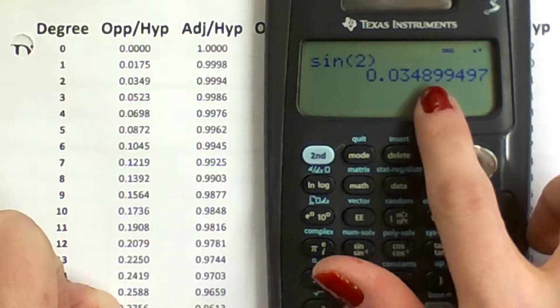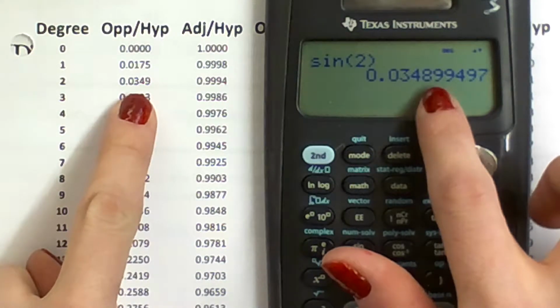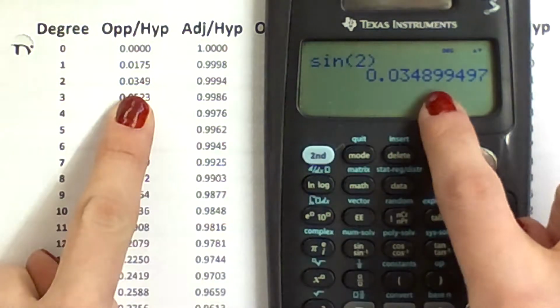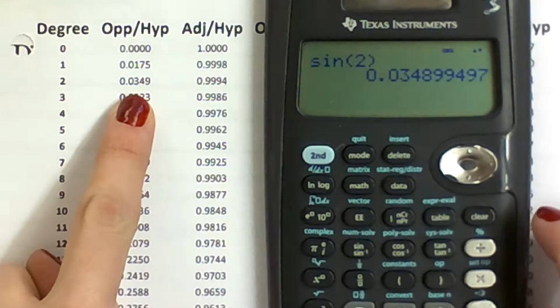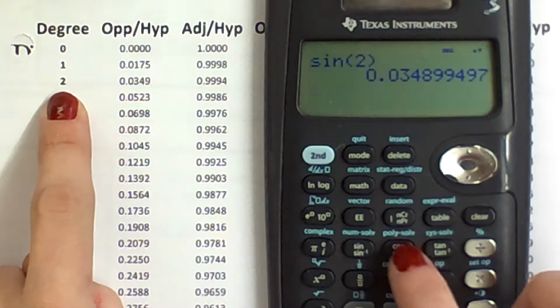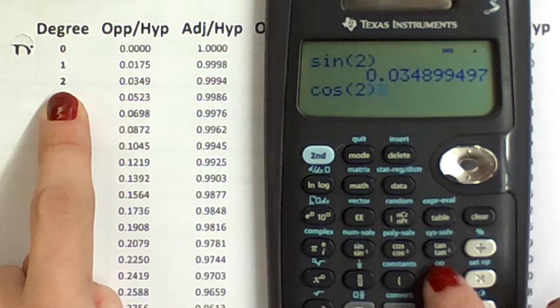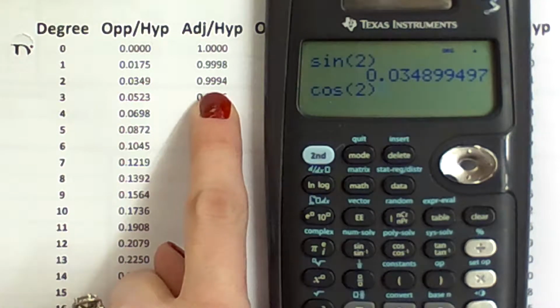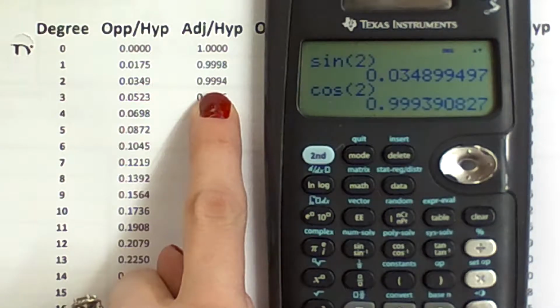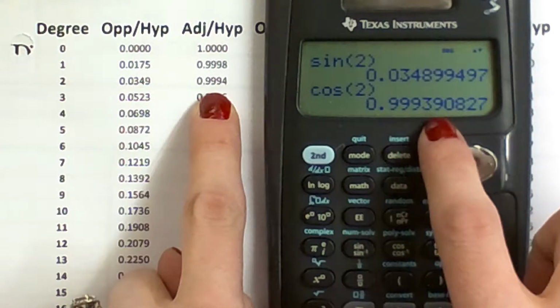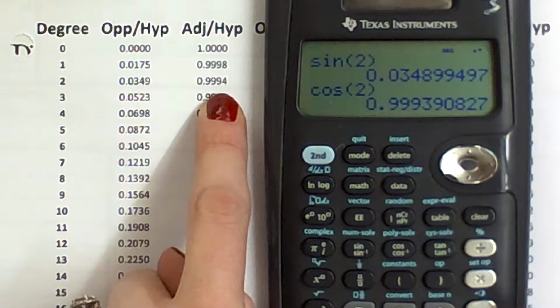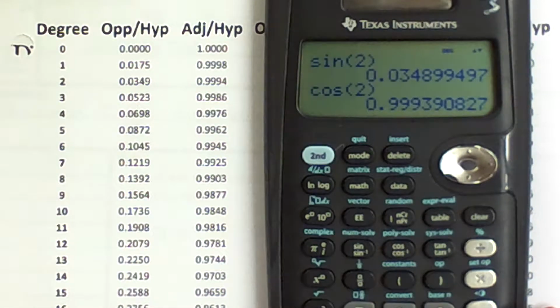And if we look at sine of 2, 0.0349. Now what they've done is they've rounded, but this number is stored in your calculator. I could do this, cosine of 2, and I should get 0.99939, which rounds to 0.9994. So all of these numbers are actually stored in your calculator.